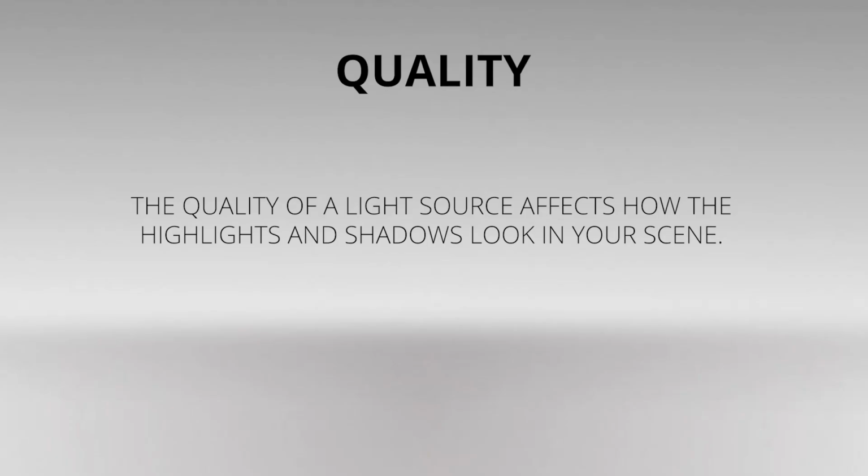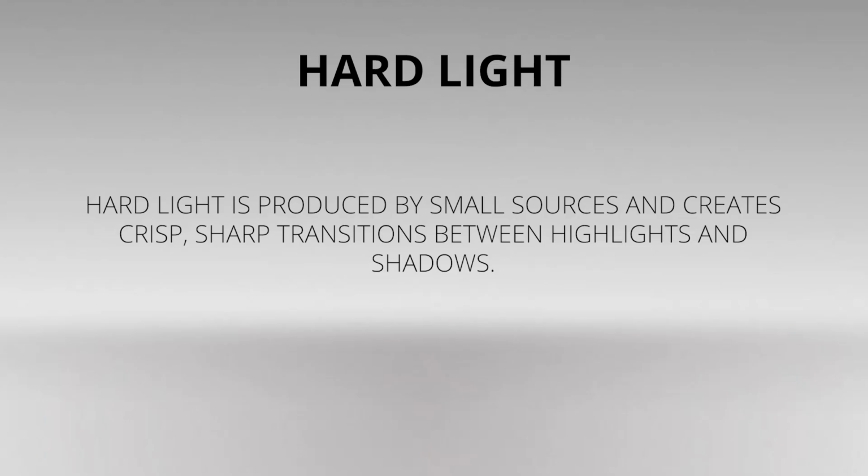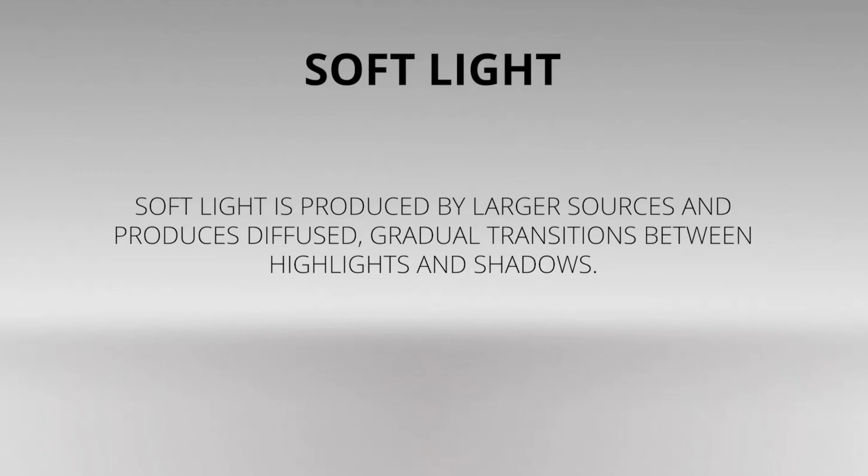A third critical attribute of light you can control is quality. The quality of a light source affects how the highlights and shadows look in your scene. The 2 common terms used to describe light quality are hard and soft. Hard light is produced by small sources and creates crisp, sharp transitions between shadows and highlights. 2 good examples of a hard light source are the sun at noon and a clear incandescent bulb. Soft light is produced by larger sources and produces diffused, gradual transitions between highlights and shadows. Essentially, a soft light will wrap around your subject and illuminate the shadows to a certain extent. 2 examples of soft light sources are overcast skies and softboxes.